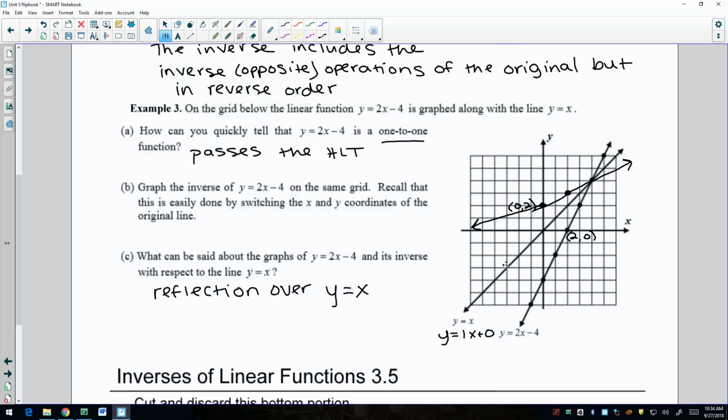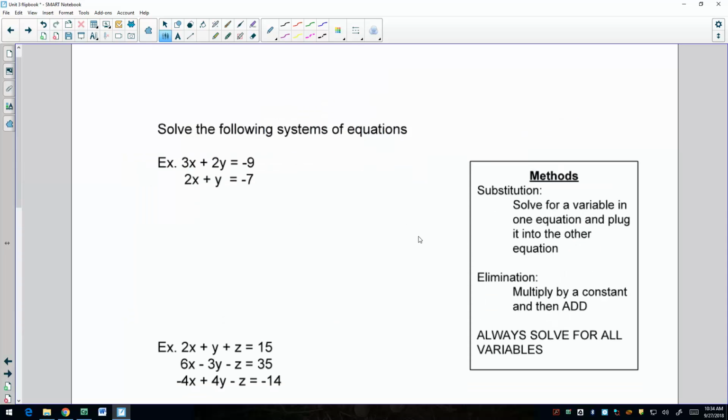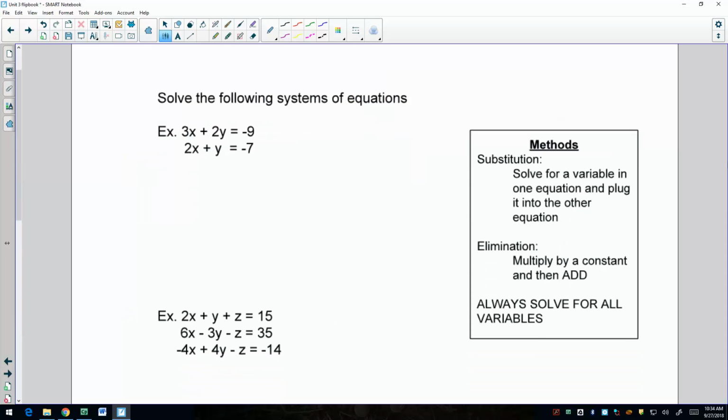Okay, up next is lesson 3.7. We're actually skipping 3.6 for right now. 3.7 is on systems of linear equations. You have done systems before, back in 9th grade. There were a couple of methods you did learn. There is a third one, not listed here: graphing. You could turn these into linear equations and graph them and find where they cross.